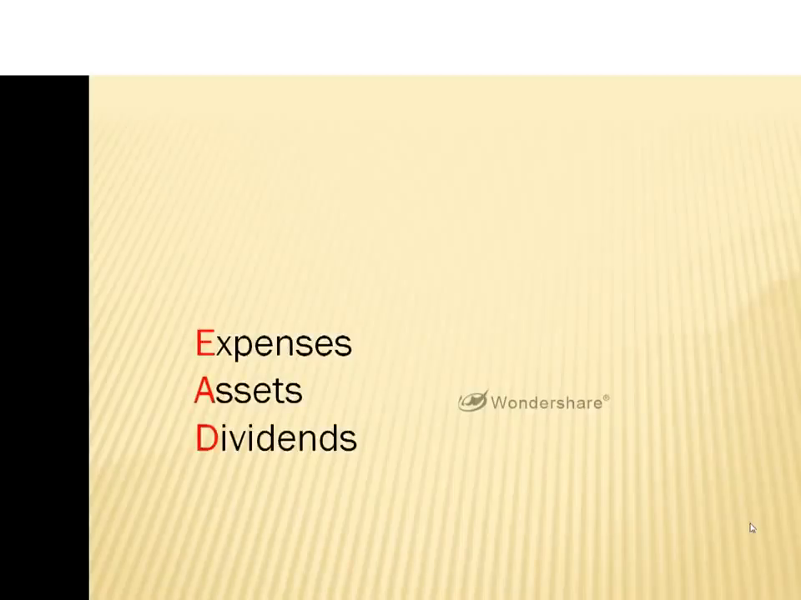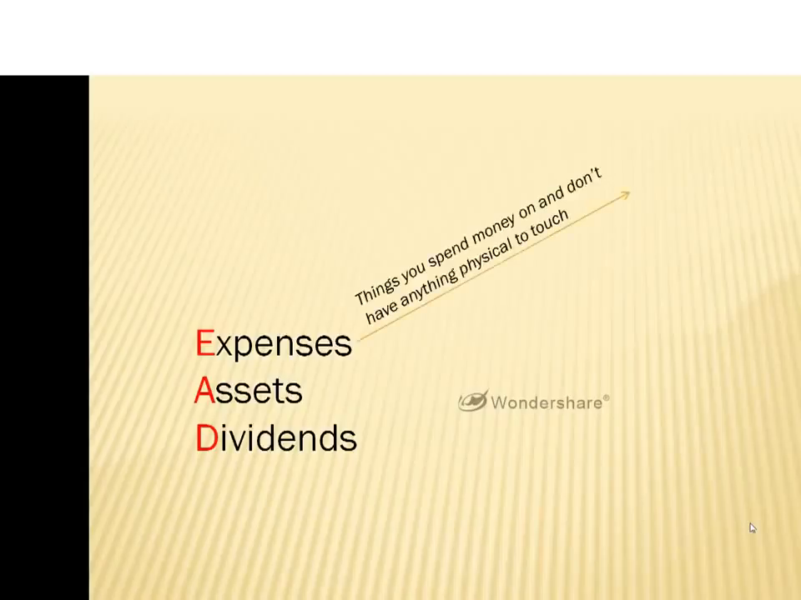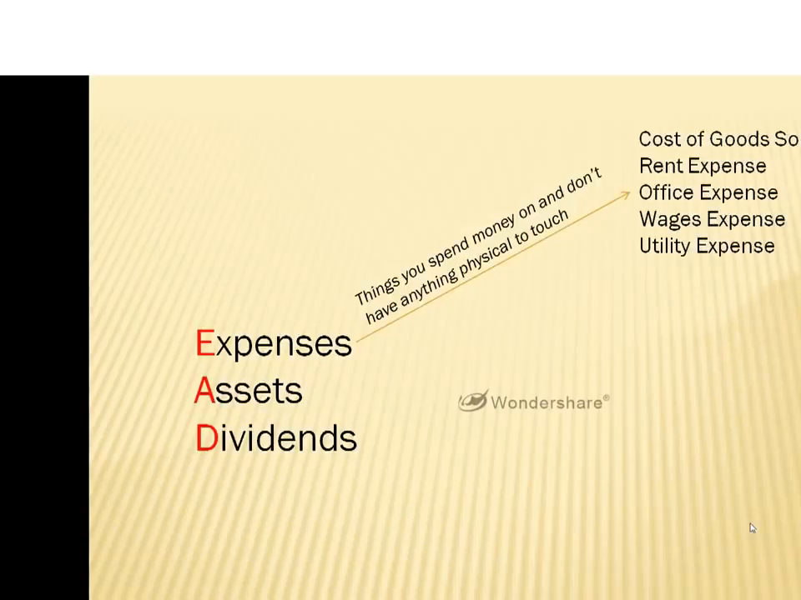As we talk about debits and credits, we talk about expenses, assets, and dividends. Expenses are things you spend money on but don't have anything physical to touch. Examples of this would be your cost of goods sold, your rent expense, your office expense, your wage expense, your utility expense. You physically get to stay in your office building every day and you pay rent expense, but you can't physically touch your rent expense. It goes to someone else and they just allow you to stay there.